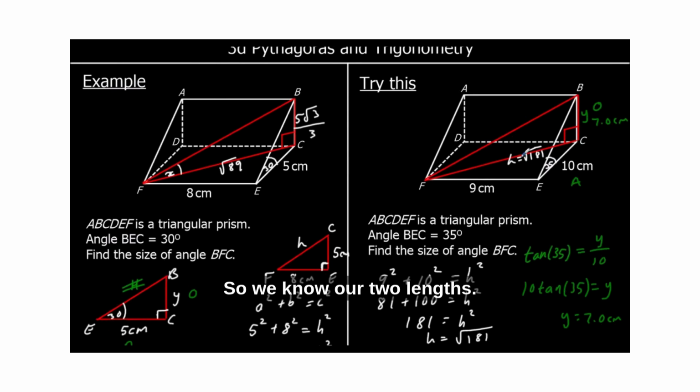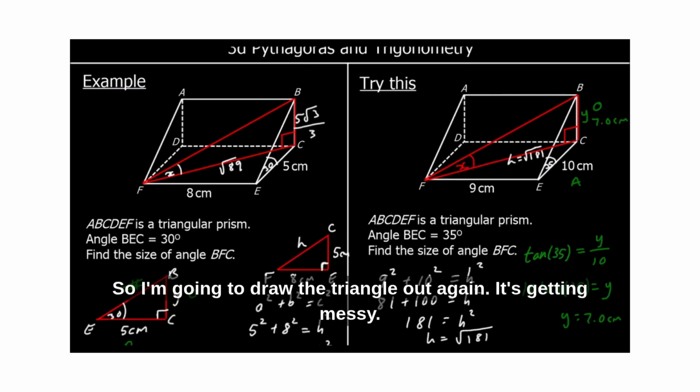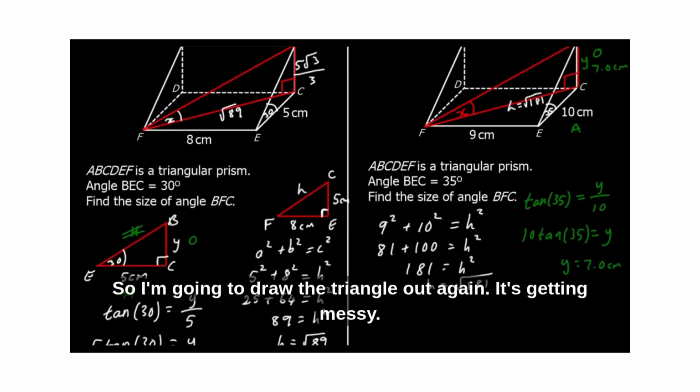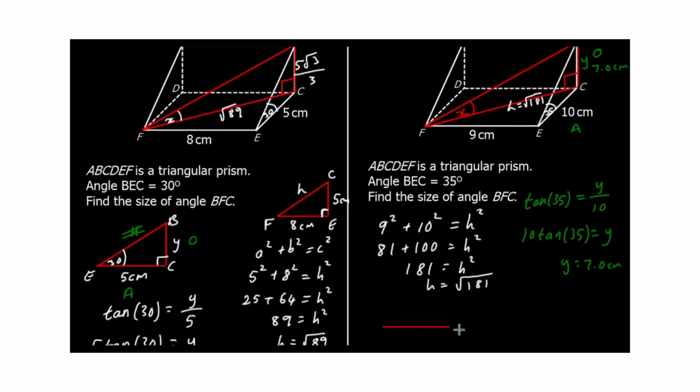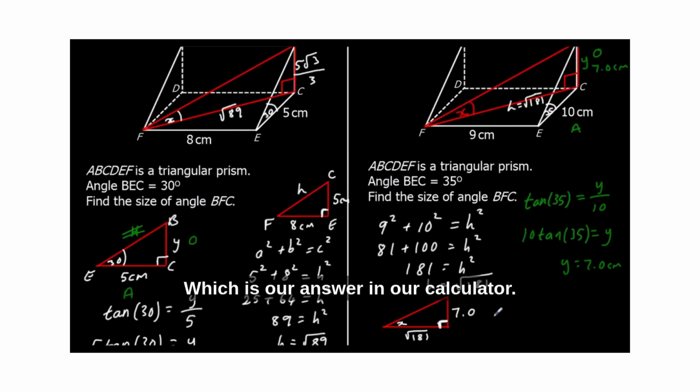So we know our two lengths, so we can use that to calculate our angle. So I'm going to draw the triangle out again. It's getting messy. So we are calculating the angle X here. We know we've got root 181, a right angle here, and we've got 7.0, which is our answer in our calculator, over here.